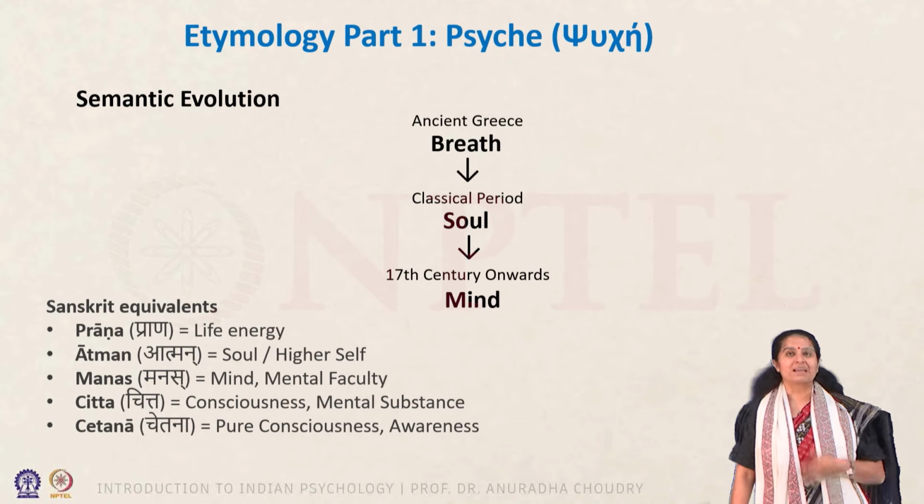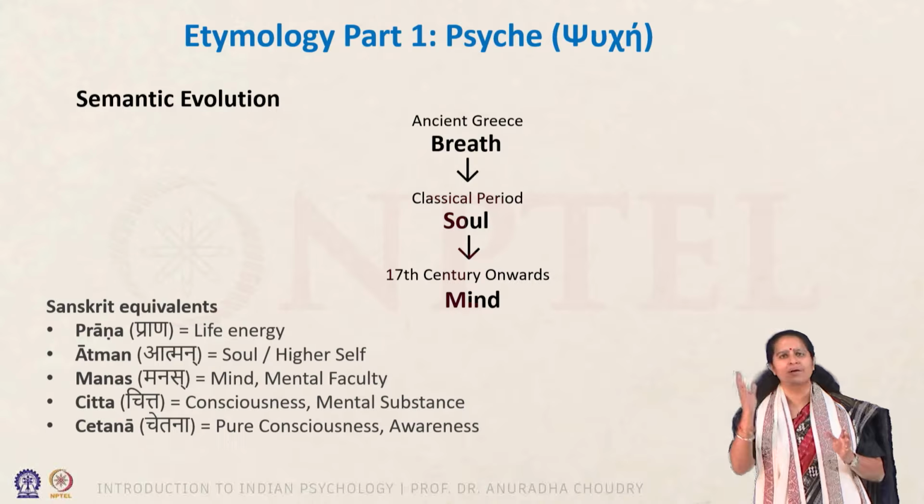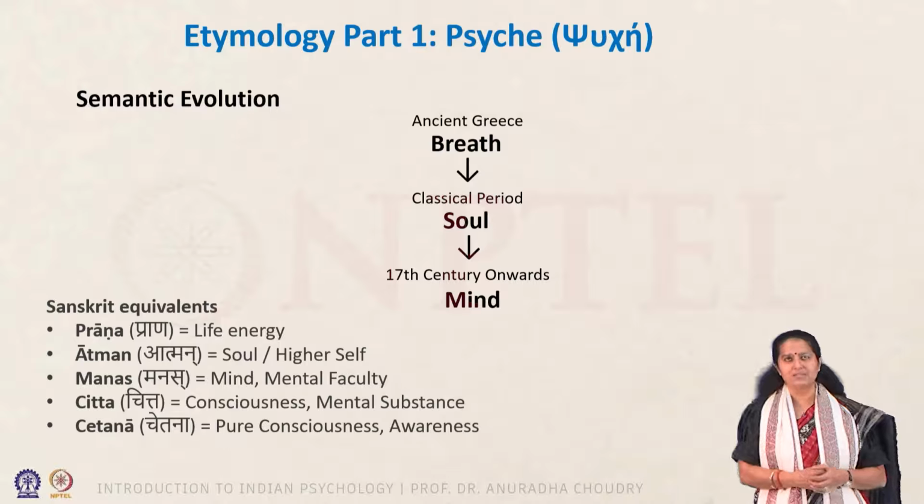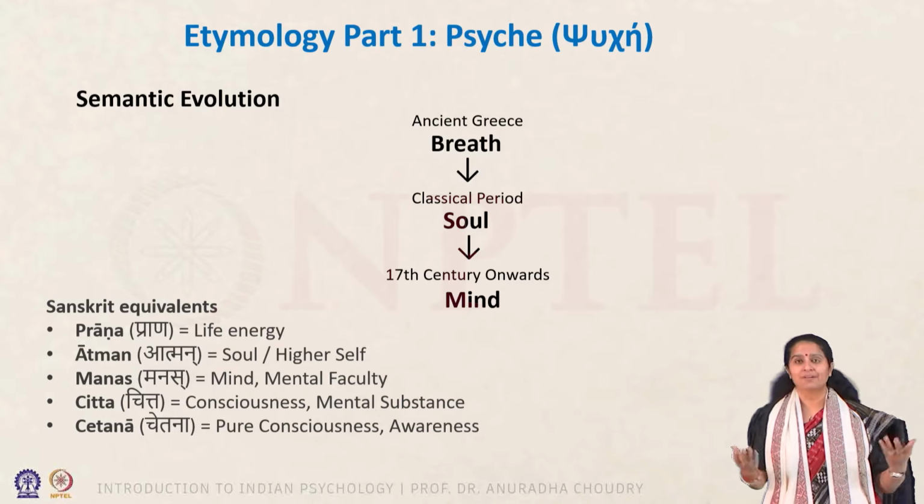Going to the semantic evolution of the term psyche, we see that the ancient Greeks regarded it as breath, but as we have just discussed, it was not solely the breath. There was also the soul component in it, but the classical period really built on the idea of the soul. And because religion was dominant in Europe during that time, the connotations of soul and morality got attached to the term. In the 17th century onwards, with the development of industrialization, etc., we see that the concept of soul was replaced by the concept of the mind in order to define the psyche.